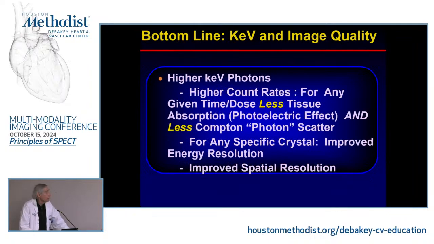So again, when it comes to KV and image quality, what we really want to do is have less Compton scatter, so we want higher energy photons, and we want to image longer or give more millicuries when we're doing things, so we get more image information. Because the counts are really where the image information is. The KV is simply the way to get there, okay, and to be accepted by the crystal.